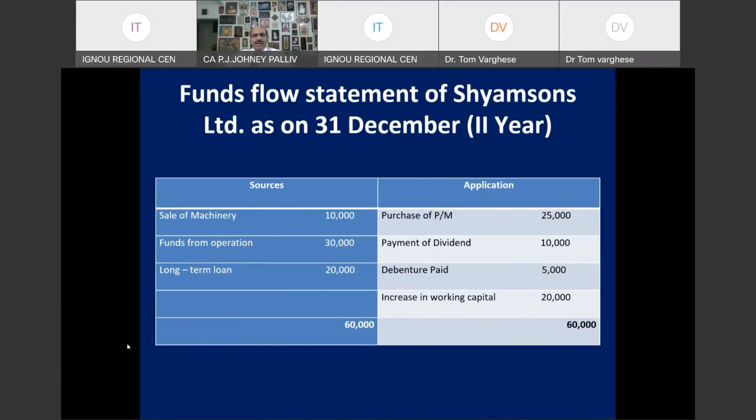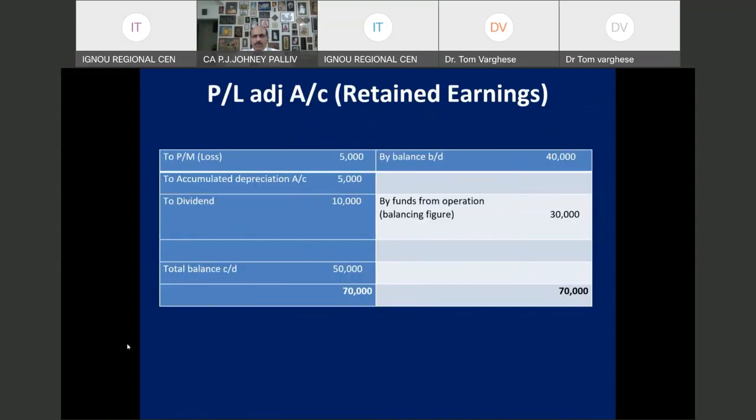Well, how fast we could arrive at these figures? Machinery, funds from business operation, long-term loans, 60,000. Purchase of machinery, payment of dividend, debentures, increase in working capital, total 60,000. Sources is equal to application. So it is tallied. But for the purpose of doing it in the examination, you have to show the detailed working. That is why I have shown this. This is a university examination, term end examination, question from Indira Gandhi National Open University.